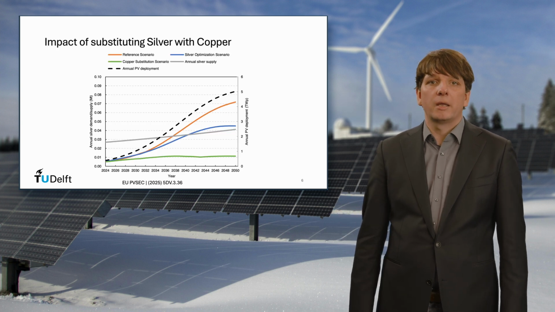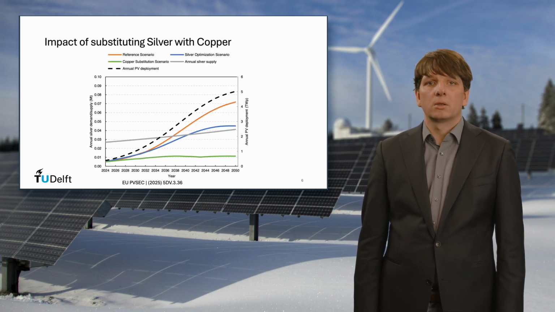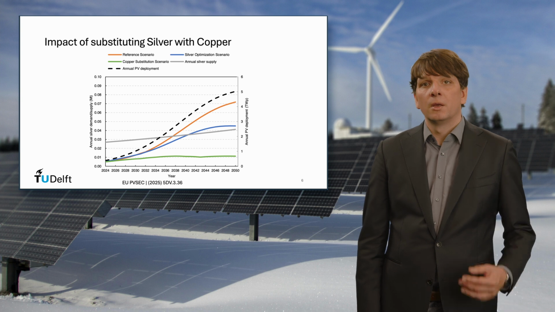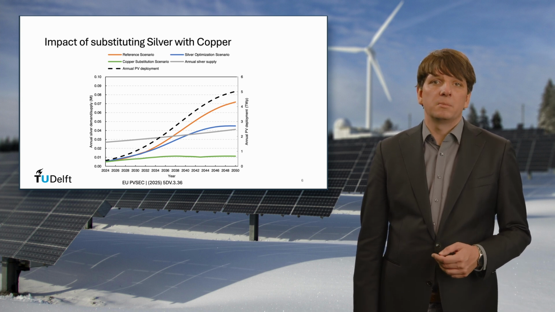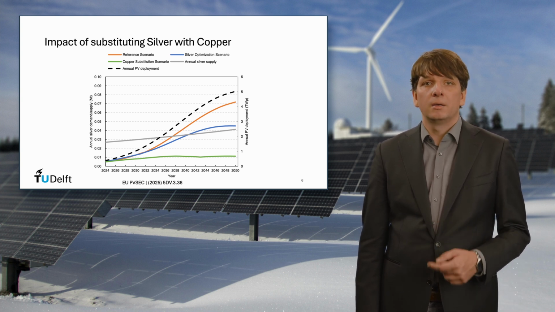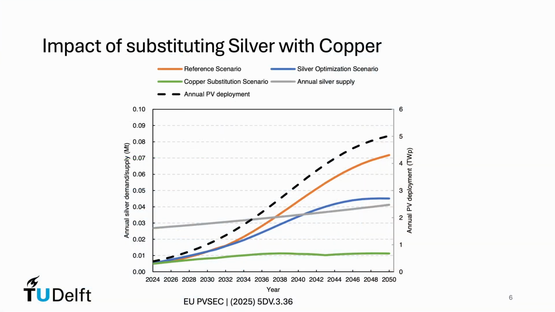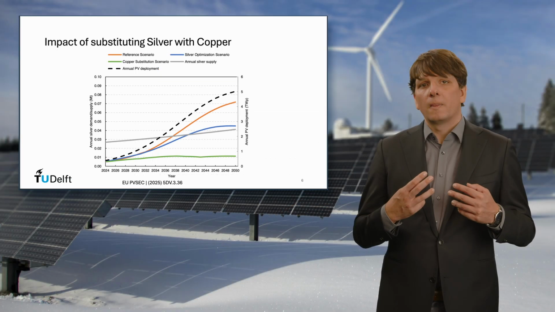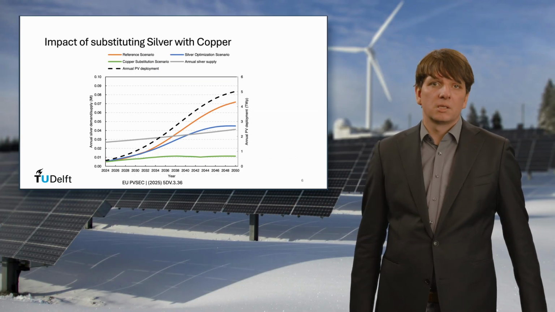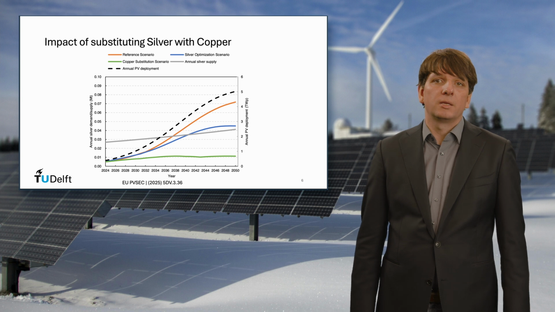The black dashed line shows the increase in annual PV deployment to an estimated 5 terawatt annually till 2050. The gray line is the estimated annual silver supply. The orange reference scenario shows how much silver would be needed if this is done with the current PV technologies. This scenario is exceeding the silver production in the late 2030s.